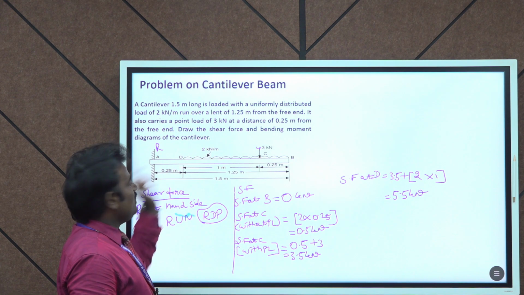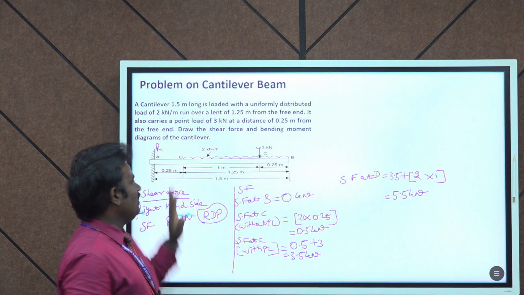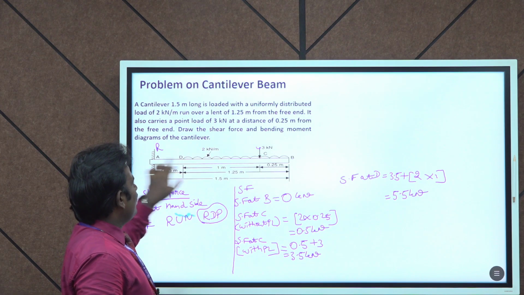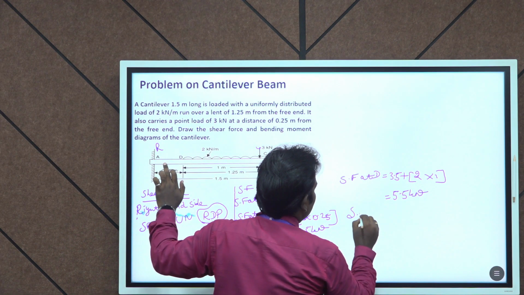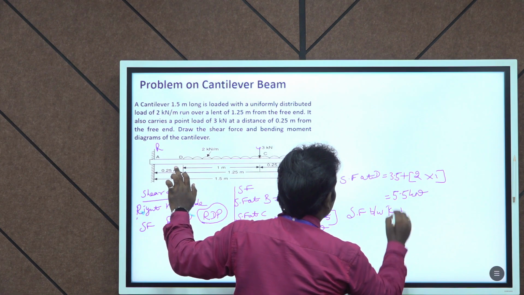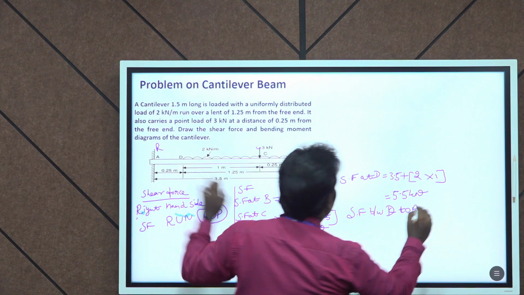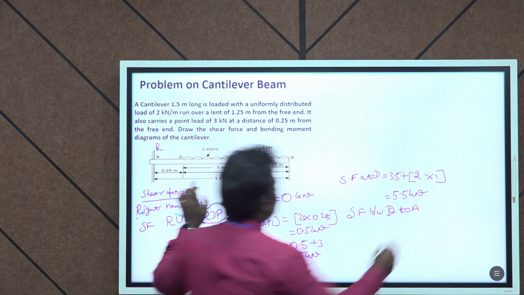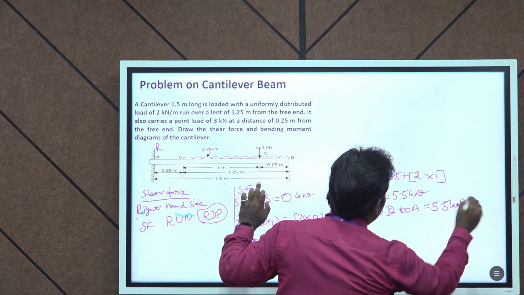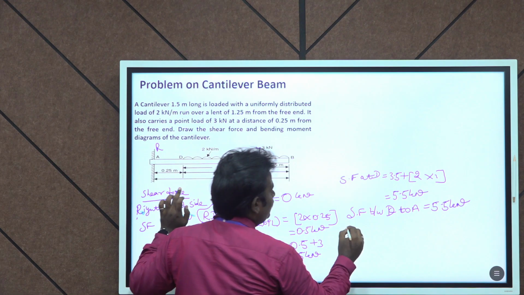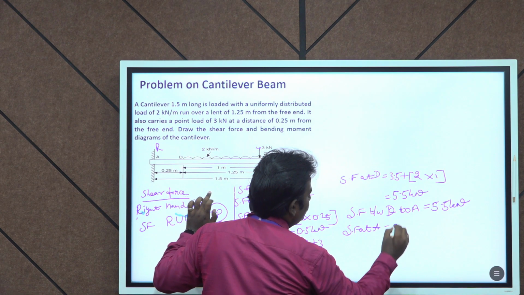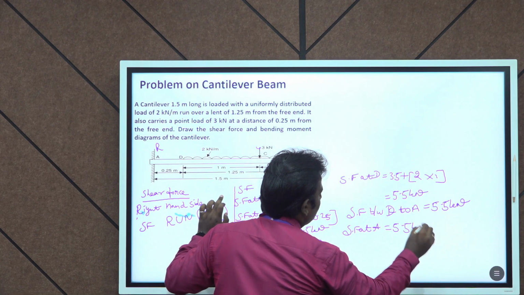Then between D and A there is no load acting, so the same shear force of 5.5 continues. SF between D and A remains the same. So SF at A is again equal to 5.5 kilonewton.